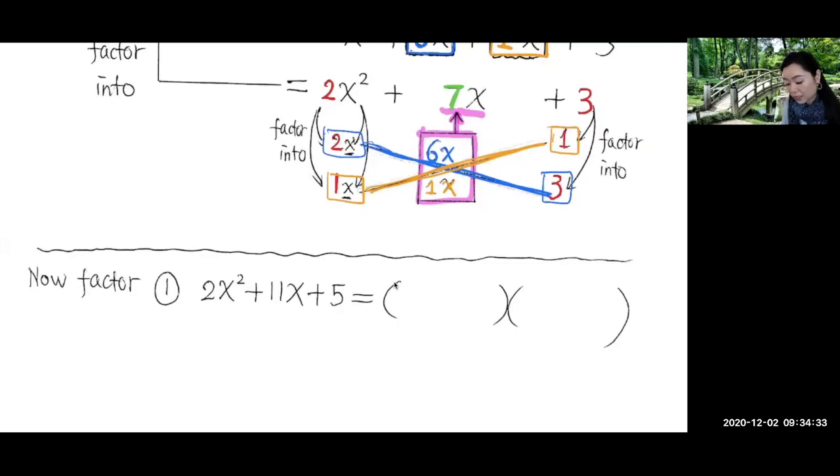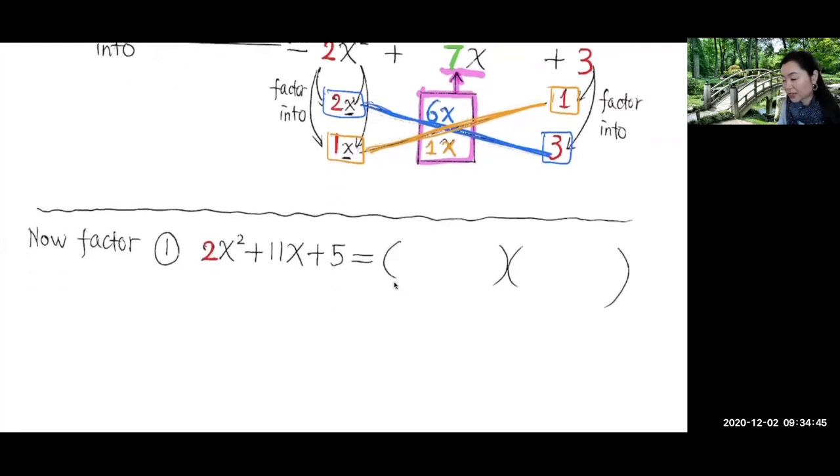Over here, this is x squared, x, and the number. The leading coefficient here is not 1, it is 2. Now we can use this trial and error factoring to do that. We could factor this 2 into 2 times 1.